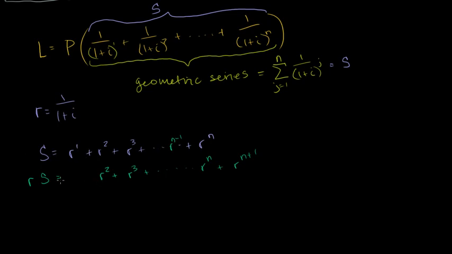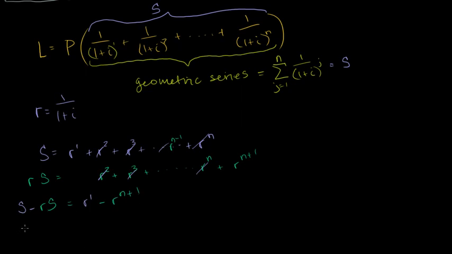Now what you can do is subtract this green line from this purple line. So if we say s minus rs, what do we get? I'm just subtracting this line from that line. Well, you get r to the first power, minus nothing there. But then r squared minus r squared cancel out. R third minus r third cancel out. They all cancel out, all the way up to r to the n minus r to the n. But then you're left with this last term here, and this is why it's a neat trick. So you're left with minus r to the n plus 1.